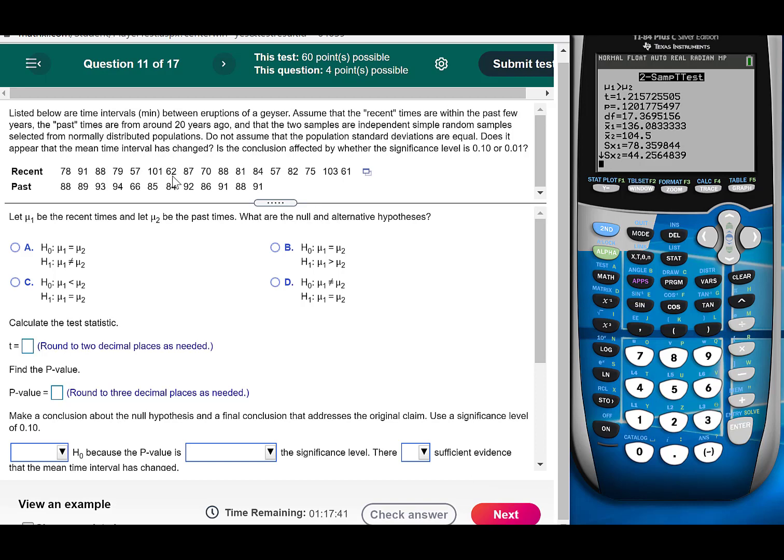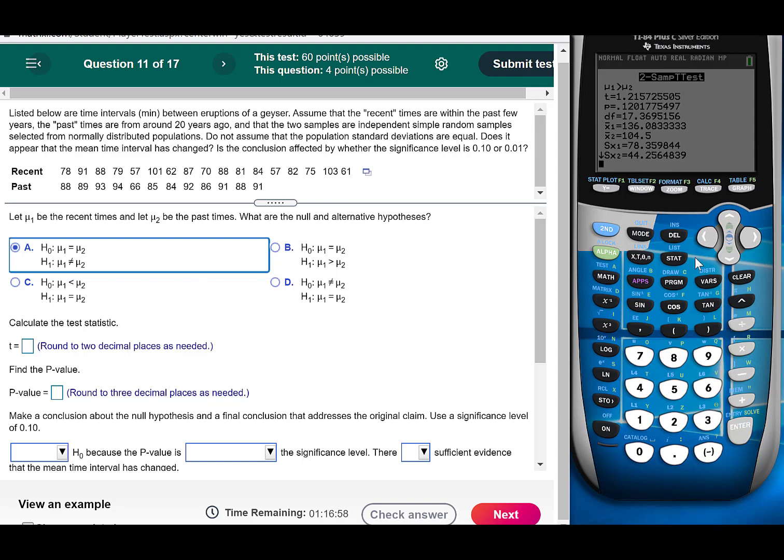Okay, here's another one, a 2-sample t-test. Listed below are time intervals between eruptions of a geyser. Assume that the recent times are within the past few years, the past times are from around 20 years ago, and that the 2 samples are independent. Once it says independent, guys, it's a 2-sample t-test. Do not assume population standard deviations are equal means pooled is no. Does it appear that the mean time interval has changed? Has changed means the first one is different from the second one. If it doesn't say greater than or less than, it means different. Which one has the different? It's this one.